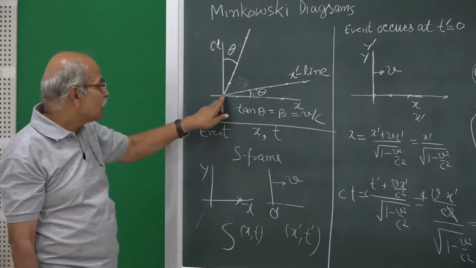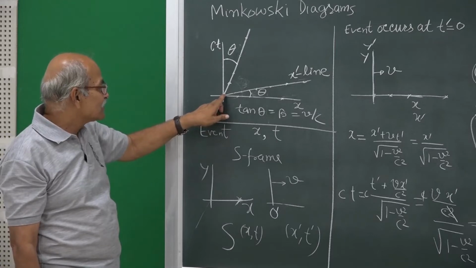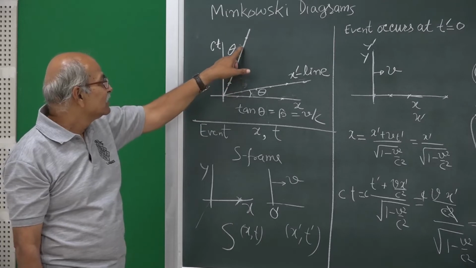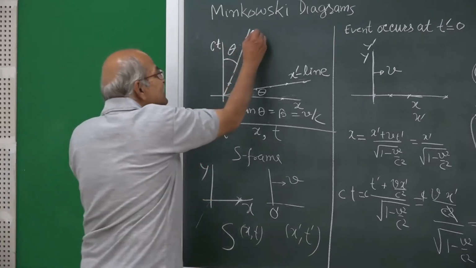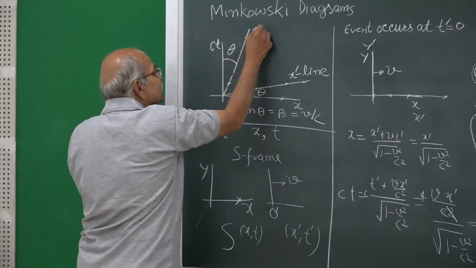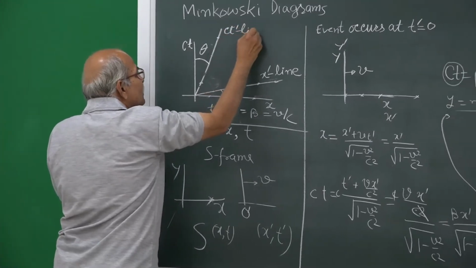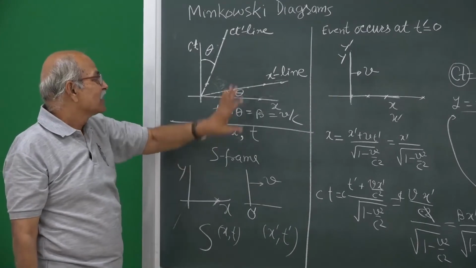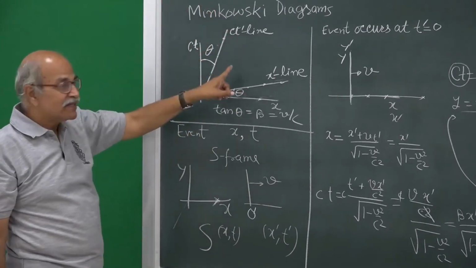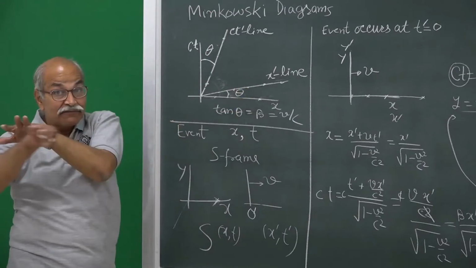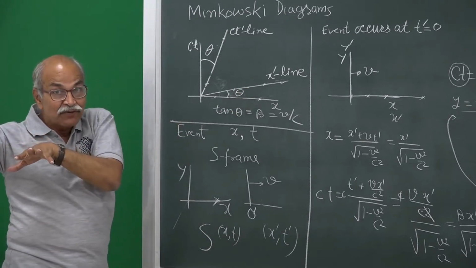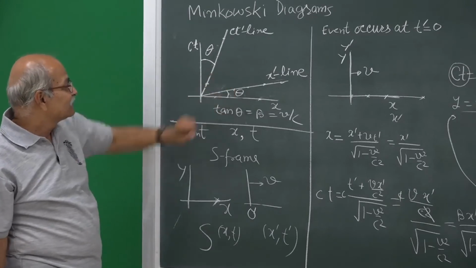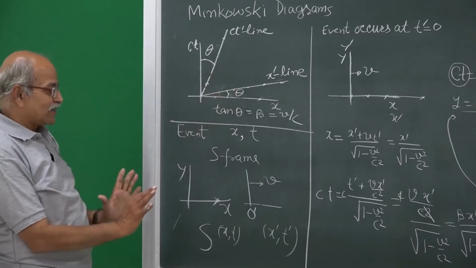Now, on this line, all the points, what is x prime here? 0. What is x prime here? 0. What is x prime here? 0. What is x prime here? 0. So, I call it the CT prime line. Every time I will not write this line, I will write this x prime and CT prime. But remember, this is not the x prime axis of our frame, that I am not drawing here, and similarly for this CT prime.